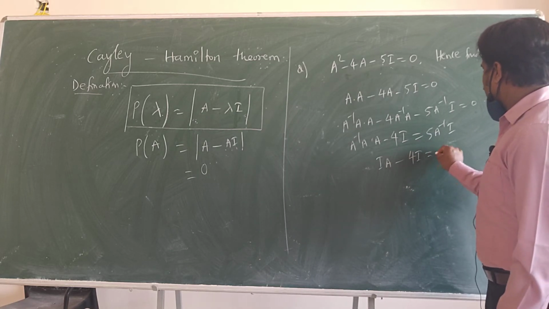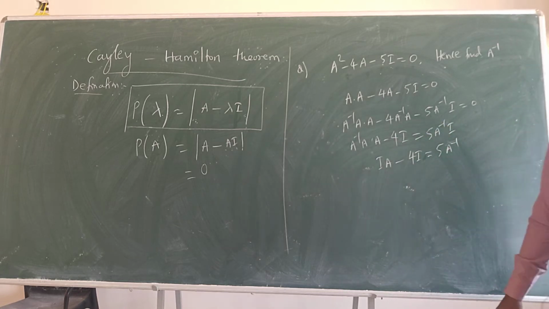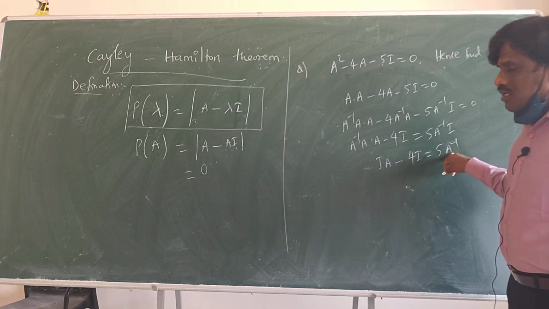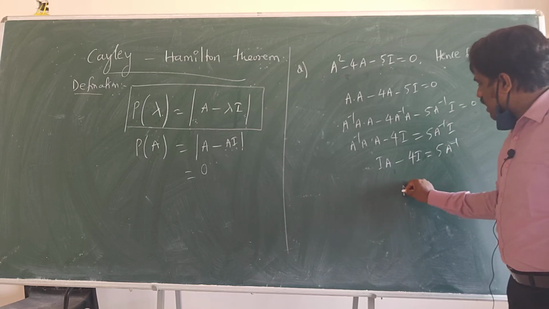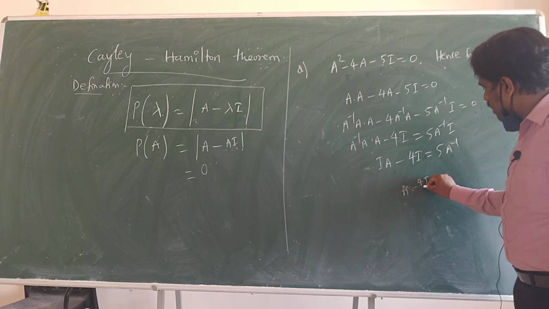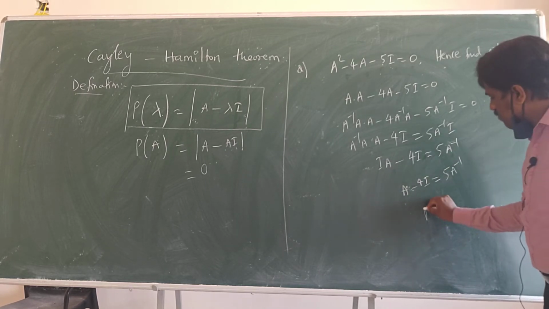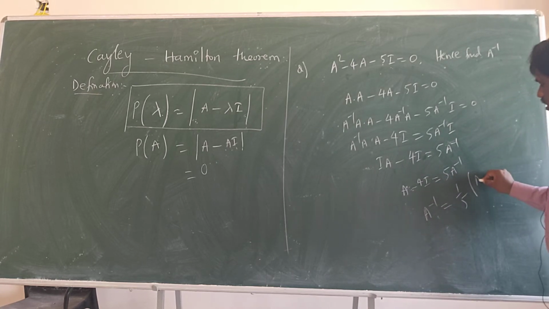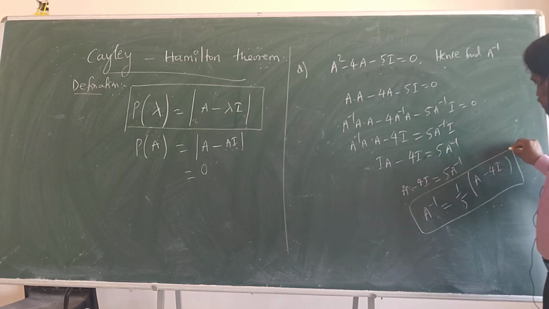4I only. 4I is equal to what I will get here? 5A inverse into I. A inverse into I is how much? A inverse. So I have to get A inverse, right? I into A is how much? A. So what I get here? A minus 4I is equal to 5A inverse. So A inverse can be written as what here? A inverse is 1 by 5 (A minus 4I). This is the inverse of the matrix.